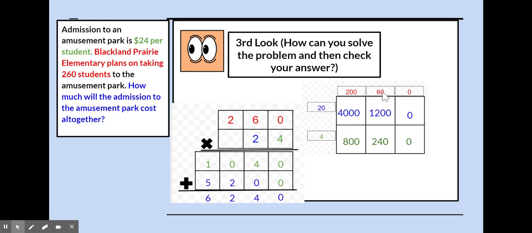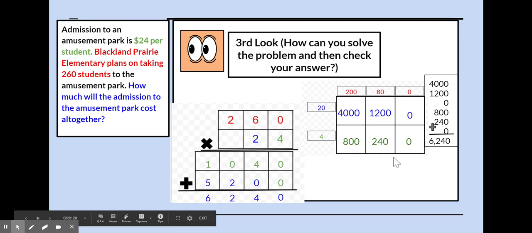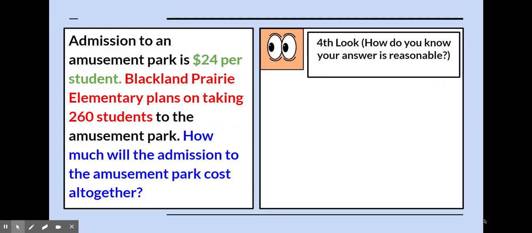Once we have filled in our area model boxes, then we take all of these numbers and we line them up, making sure their place values are lined up, and we add them. And when we add them, we get 6,240. This number and this number is the same, so our answer is correct, and we checked it. That is our third look. So now let's do our last read-through and our fourth and final look.